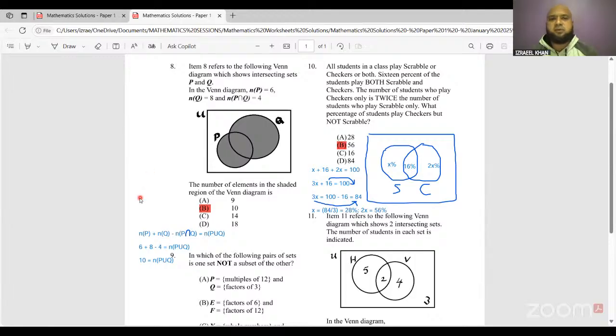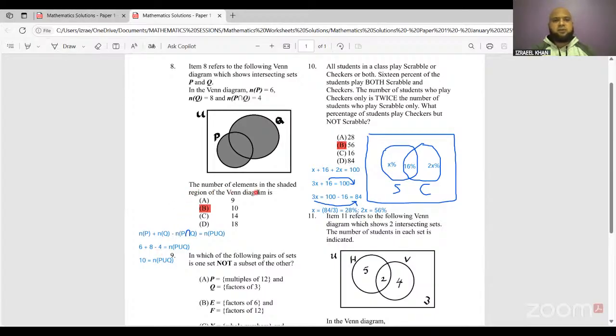I'm going to show you a formula that you all need to know for the exam. Students, just pay attention to this. N of P plus N of Q minus N of P intersect Q will give me N of P union Q. You just have to learn this. N of P is given to be 6, N of Q is given to be 8, minus N of P intersect Q, which was provided as 4. So what is 6 add 8 minus 4?